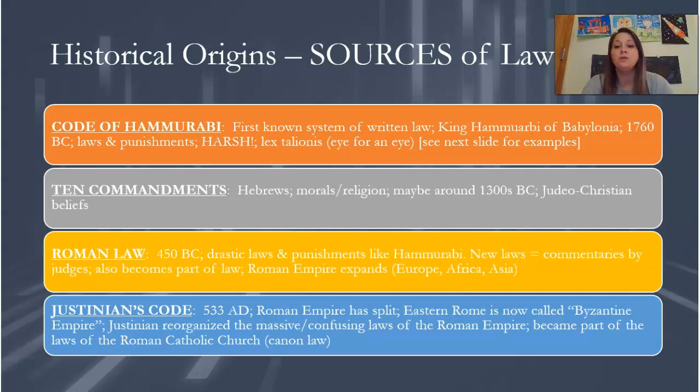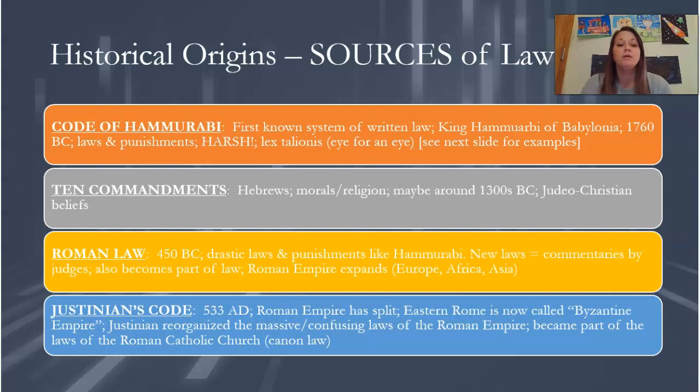Now, the issue is here with Roman law. How is it one of our historical origins? The Roman Empire expands into Europe, Africa, and Asia, and actually becomes a historical foundation for many countries and empires of the time. Then at the bottom you have Justinian's Code. You're looking at 533 AD. This, of course, is at the close of the Roman Empire, when the Roman Empire is going to split into the east and western portions. It is just too big to manage.